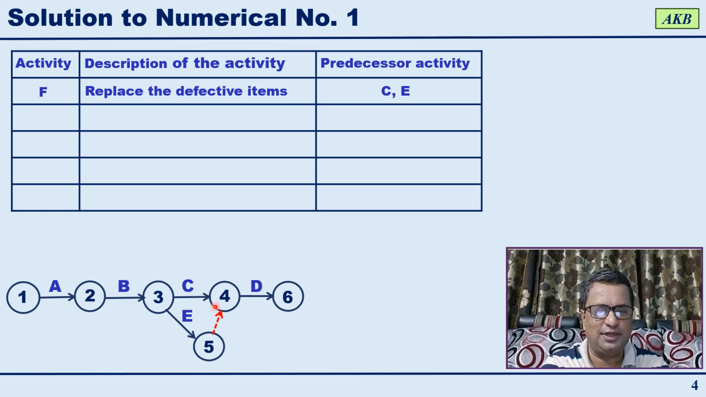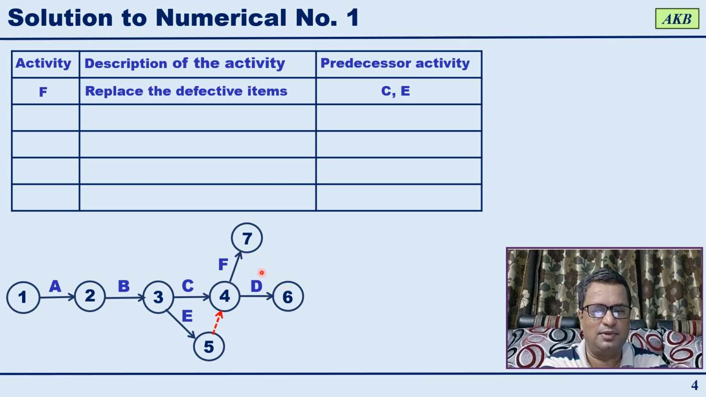C is completed at event 4, whereas E is completed at event 5, but by using a dummy activity, we are able to show that at event 4 C and E are completed. So F can start at event 4. That means for activity F also, 4 will act as the start event.